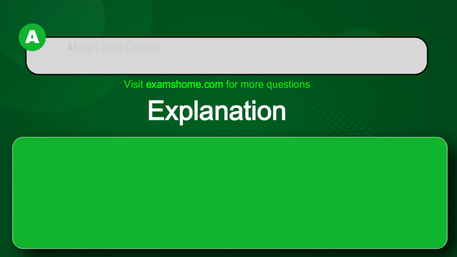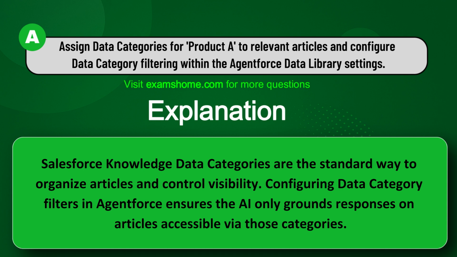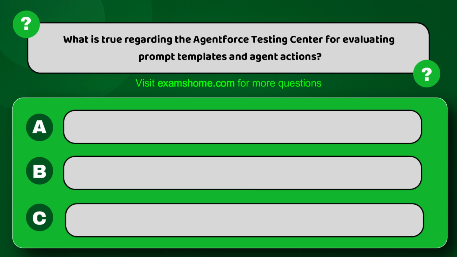Correct answer: A. Salesforce knowledge data categories are the standard way to organize articles and control visibility. Configuring data category filters in Agentforce ensures the AI only grounds responses on articles accessible via those categories.